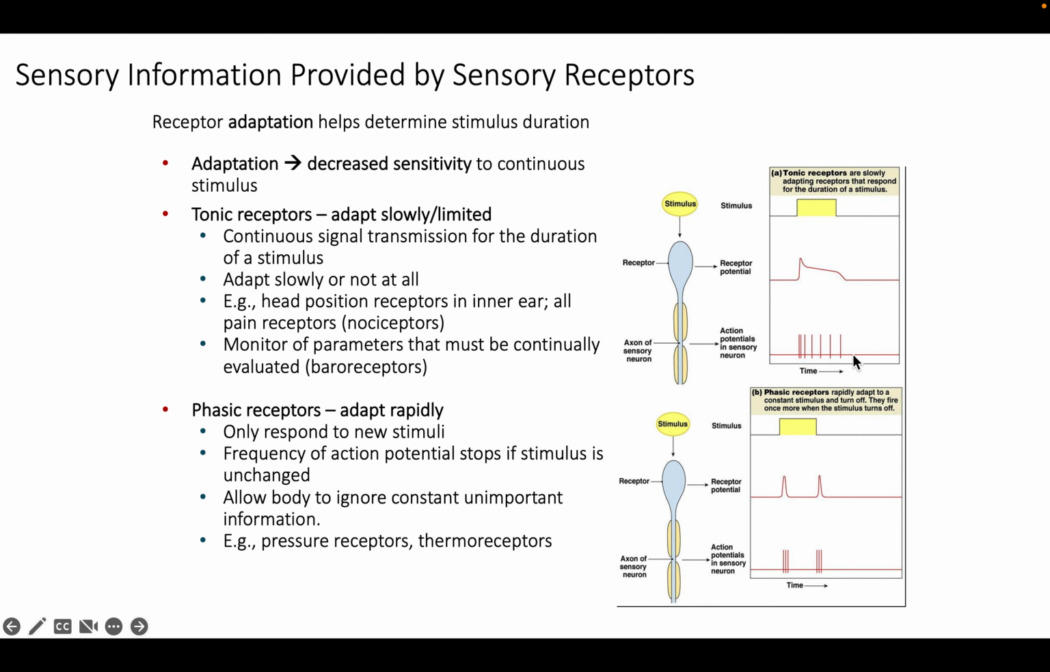So if you know tonic receptors and you know that they're slowly adapting, then you know phasic receptors, because they're exactly the same except they're completely opposite, right? So these are going to be rapidly adapting. They're going to respond as soon as the stimulus is initiated, but then they're going to go silent. And then as soon as you remove the stimulus, they're going to respond again, okay? So they only respond to new stimuli, the onset and the offset. The frequency of the action potential stops if the stimulus is unchanged. So if you continually have that stimulus, eventually you're going to stop generating action potentials.